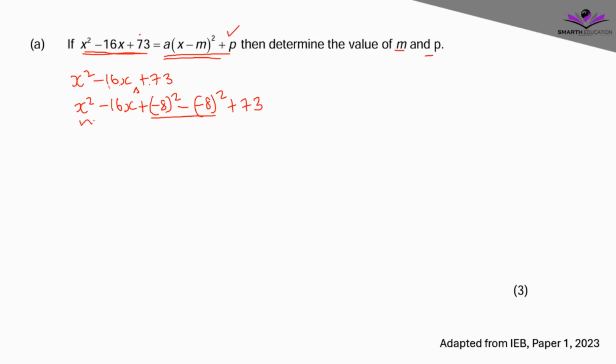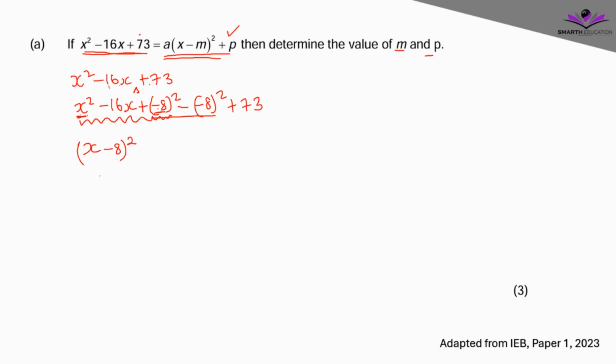The next step is to factorize the first three terms, which is the trinomial here. It's very easy to do this. You just take x and half of the coefficient of x, which is negative 8. You put them in the bracket, x minus 8, like this. You see you have x here and negative 8 there. You just put them in the bracket and square.